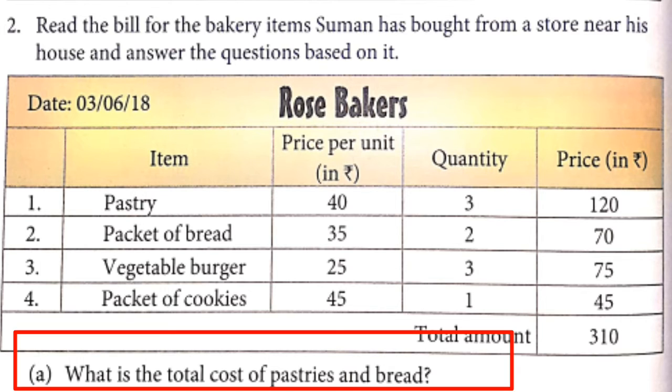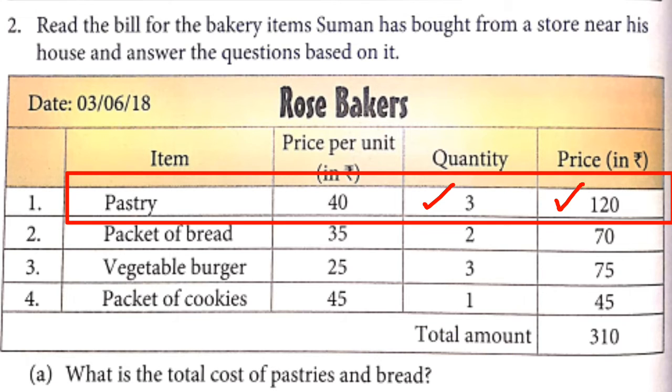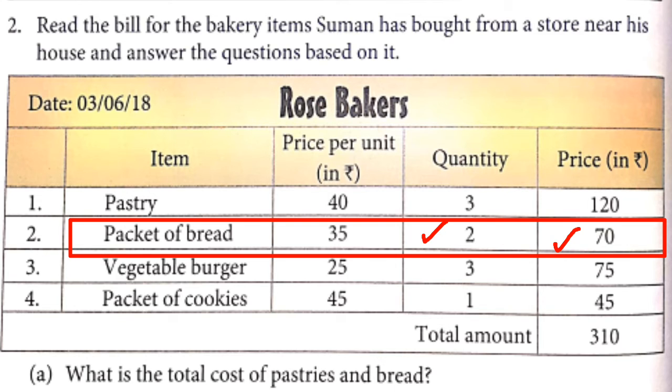So what is in the question? See, what is the total cost of pastries and bread? This is the first question. So what they have asked, we have to find the total cost of pastries and bread. So now see the shopping bill. We have to check the pastry and the bread. So the first 2 items are there. So what is the amount for that pastry and the packet of bread? So it is 120 and 70. So 120 rupees is for 3 pastries and 70 rupees is for 2 packets of bread.